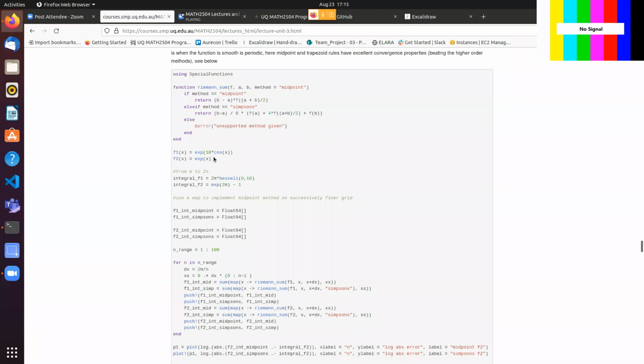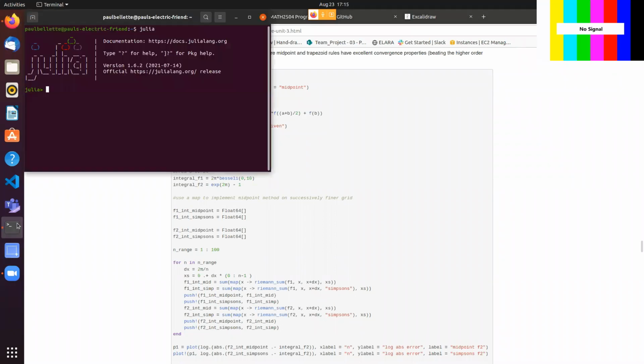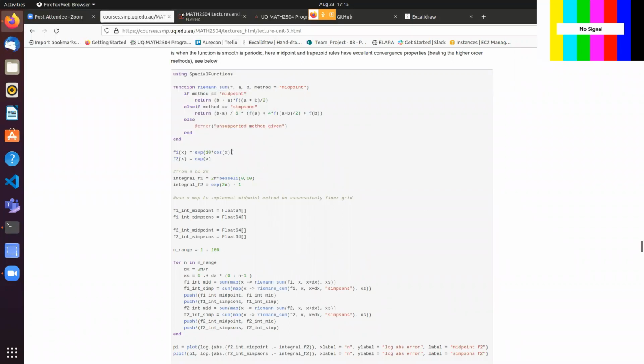I've got two functions here that we're going to have a look at. They're both a bit funny, so I'll just start up plots so you can get an idea of what they look like. I picked a really funny function here for this f1. It's an exponential of a cos.